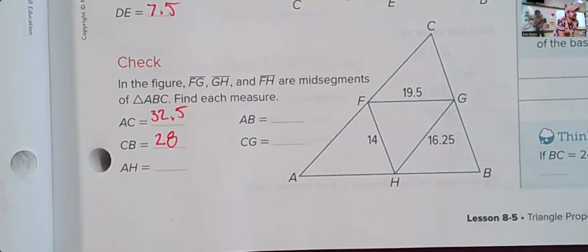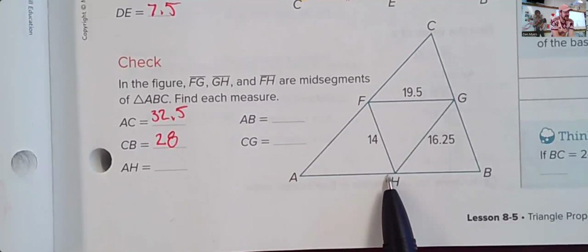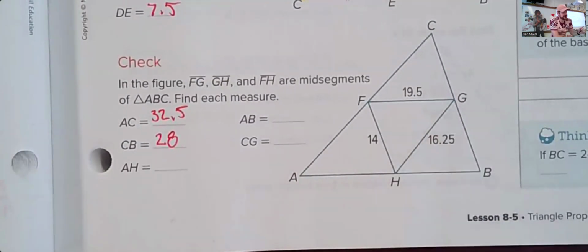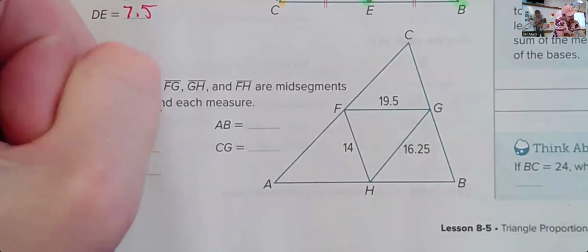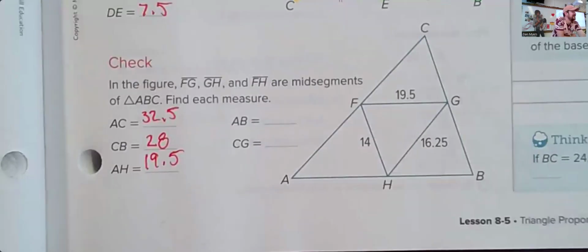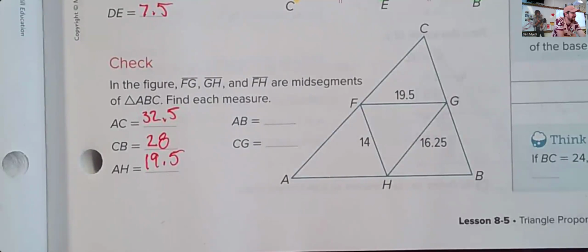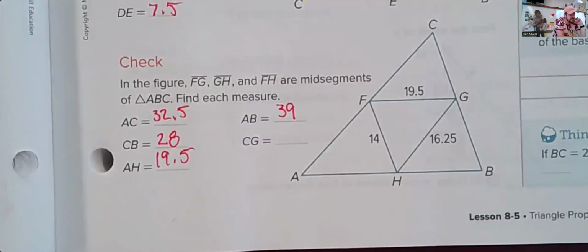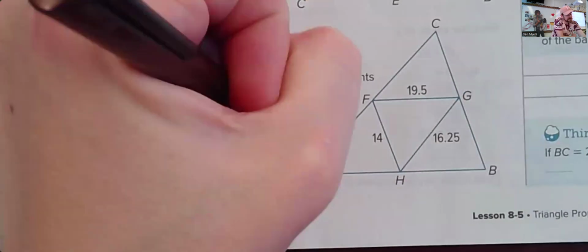The length of AH? AH is going to be equal to the length of the midsegment because H is the midpoint. FG is equal to half this length here, so AH and FG are congruent. So AH is 19.5. What about AB? That's the one that Leo was answering for. So how long is AB, Leo? That one's 39. Good. And then CG. 14. Nice.